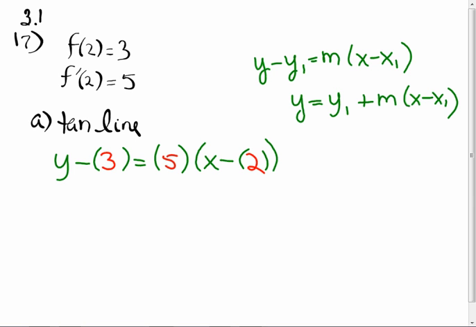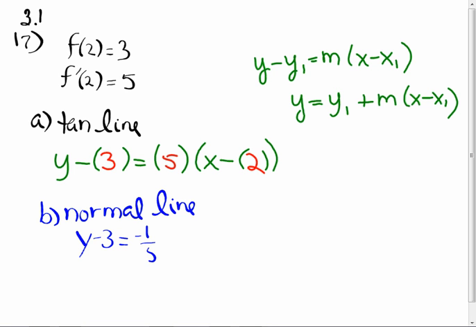So what's the normal line look like? How about the normal line? What's the opposite? So it's y minus 3. It's the opposite reciprocal. So it's what? Negative 1/5 times x minus 2. How could it be that easy? It is. Because it says f prime of 2 is the slope. F prime is slope. That's what the question is.